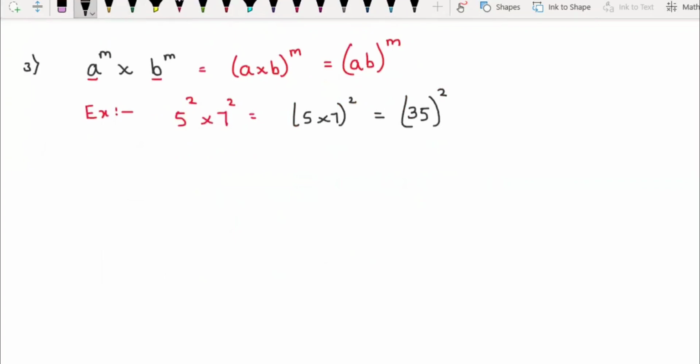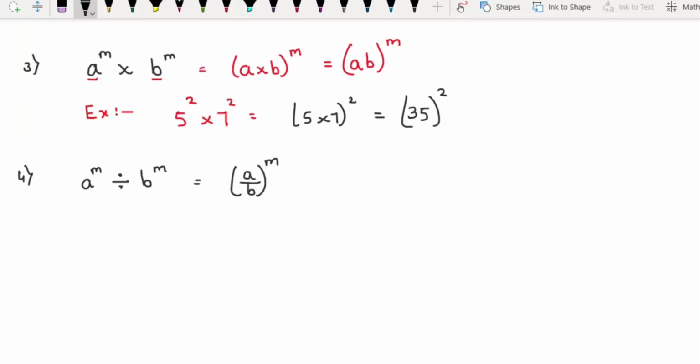The fourth one. Similar to the third one, except the operation. In the third one we are multiplying our exponent, but in the fourth one we are going to divide it, like a to the power of m divided by b to the power of m. Okay, so we are going to divide our bases, like a by b whole to the power of m.